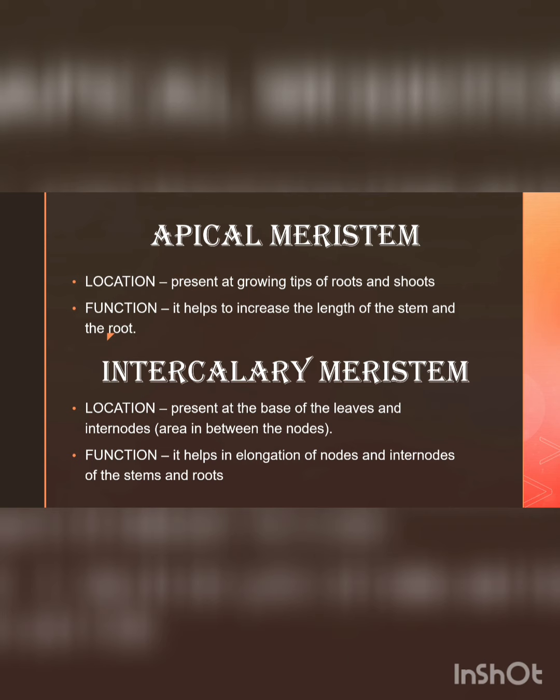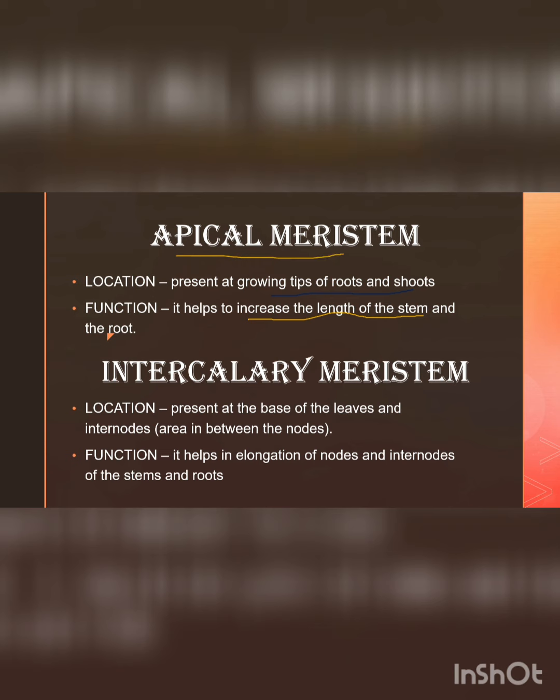Okay. Next, if you see, we'll start with your apical meristem. As I already told you, the location is, it is present at the tip of root and shoot. And what is the function? Function is to help in increase the length of the stem and root. Okay, because at the initial stages we have to only look for the growth. Okay, so here your increase in length will be taken care by your apical meristem.